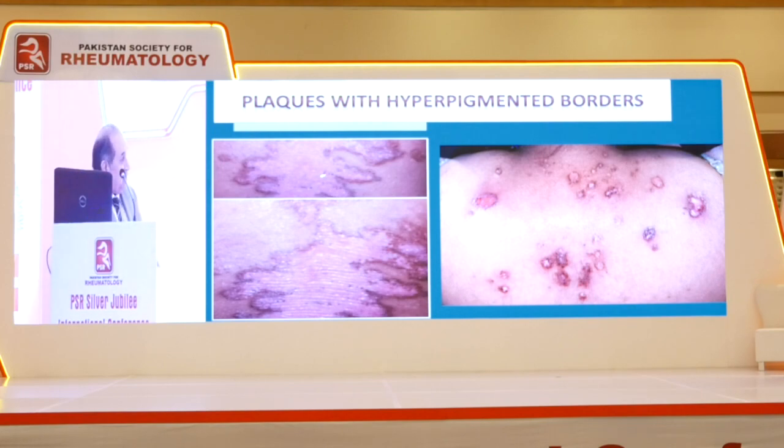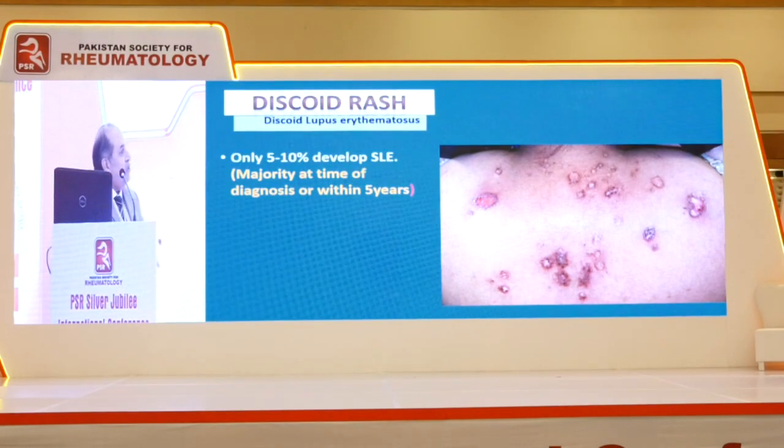But in this case, if you look carefully with a magnifying glass especially, you would see the central area is hypopigmented or depigmented with telangiectasias and scaling and follicle plugging, and the border is hyperpigmented. This may be seen over the scalp, over the face, over the trunk, and over the ears also. So this is known as discoid rash, that is discoid lupus erythematosus.